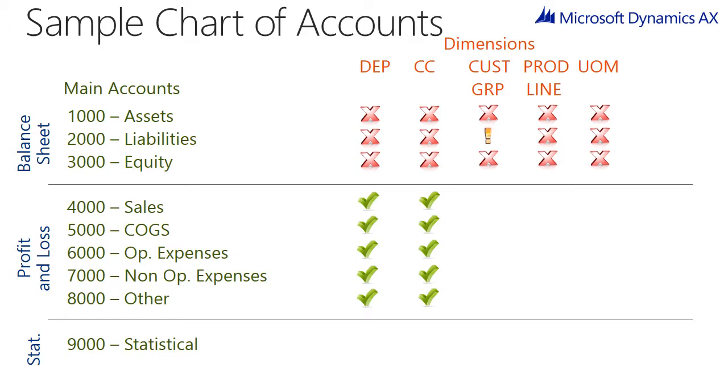Next, let's look at the requirements for the profit and loss accounts. I've placed a green check mark next to all of the department and cost center dimensions because these two dimensions will be required on all profit and loss accounts. Blanks will not be allowed. You'll notice the customer group and unit of measure dimensions will not be used in profit and loss accounts at all, so I've placed a red X next to them.